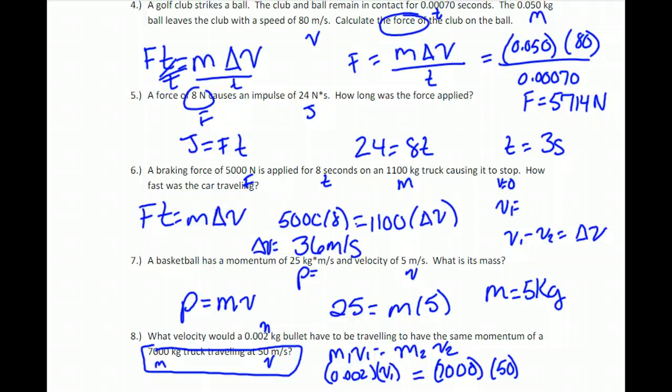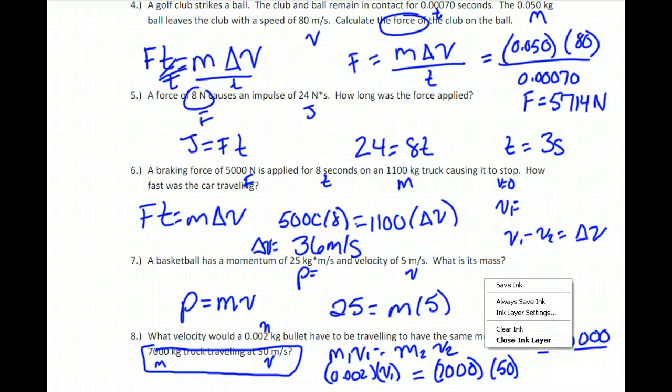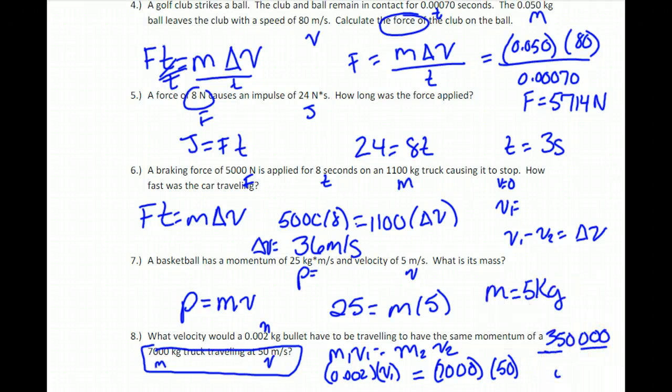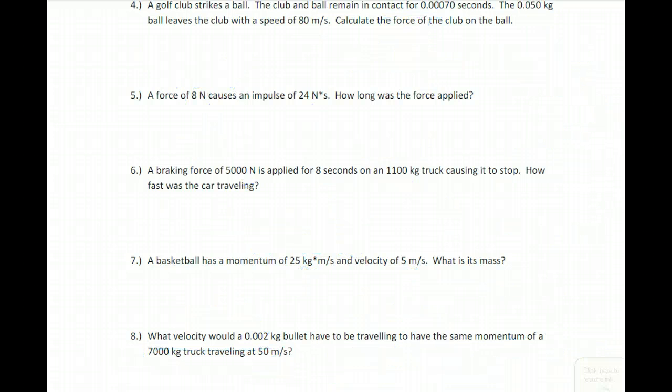So when you do that, let me go ahead and do that. 350,000 divided by 0.002, and that's going to equal my velocity. So velocity here equals 1.75 times 10 to the power, meters per second.